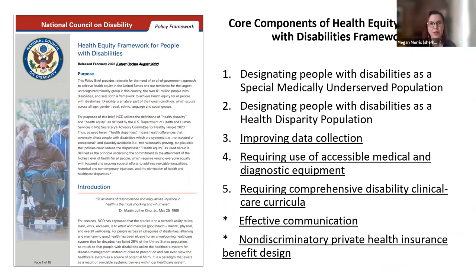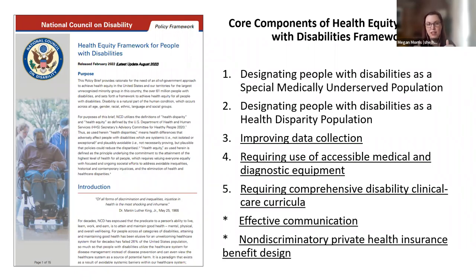Last February, so February of 2022, the National Council on Disability released a health equity framework for people with disabilities. In this report, they reported 5 areas that were core components for health equity for individuals with disabilities. First was designating people with disabilities as a special medically underserved population. Second, designating people with disabilities as a health disparity population. 3, improving data collection. 4, requiring use of accessible medical and diagnostic equipment. And 5, requiring comprehensive disability clinical care curriculum.